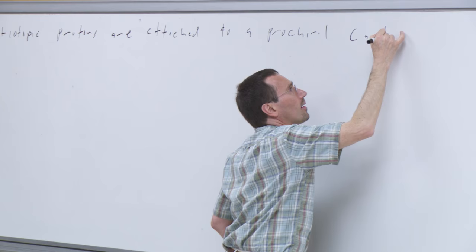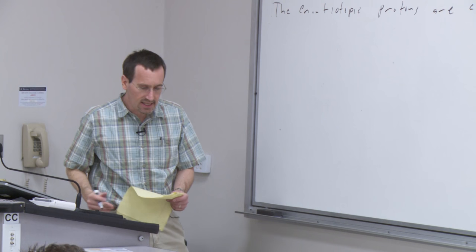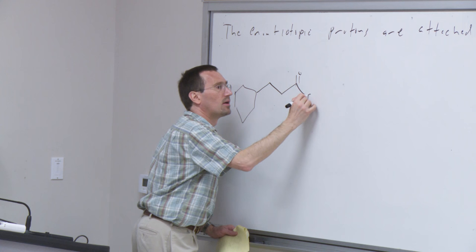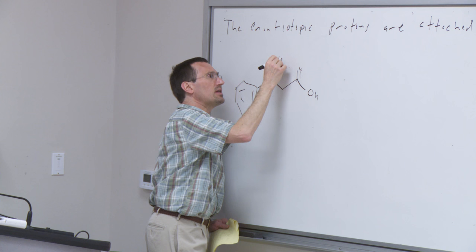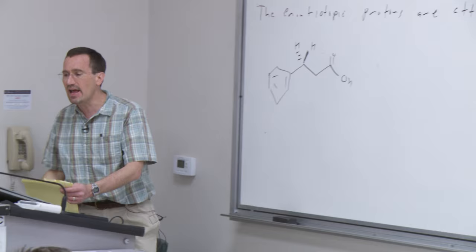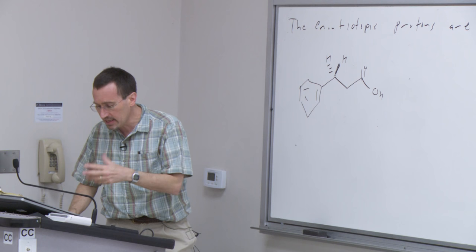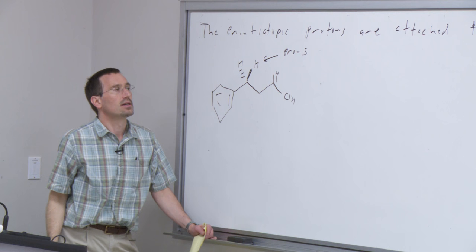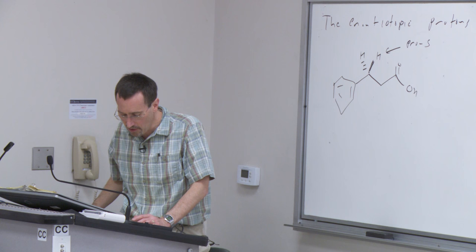In other words, that carbon to which they're attached is not chiral in its own right, but if we were to go ahead and replace one or the other, we would get a chiral center. And we can use these same rules of Cahn-Ingold-Prelog to define the protons. We would describe the hydrogen that, if we replaced it with a deuterium, would generate an S stereocenter, as a pro-S proton. So we would say the protons are attached to a prochiral center.